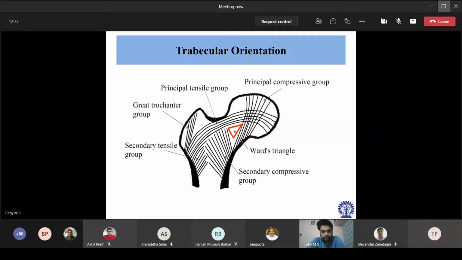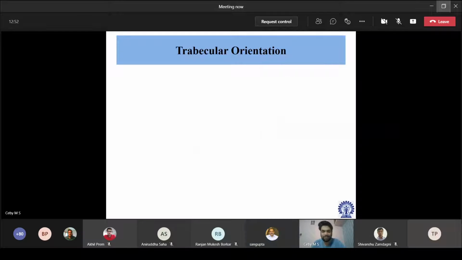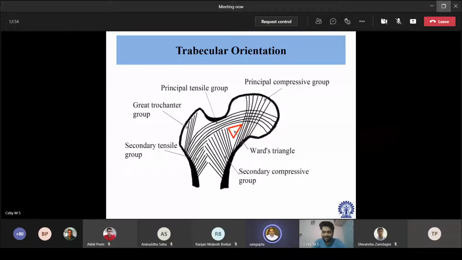So as we already mentioned, it's a porous material. This trabeculae is porous. So please move ahead, Sebi. Yes. I won't be talking more about the other slides because I'll just present. I won't read the material.